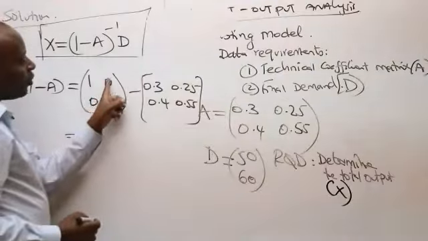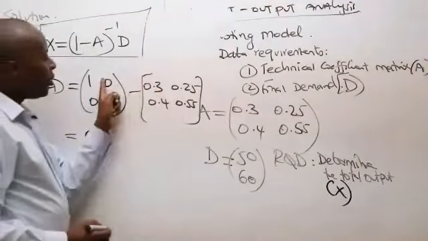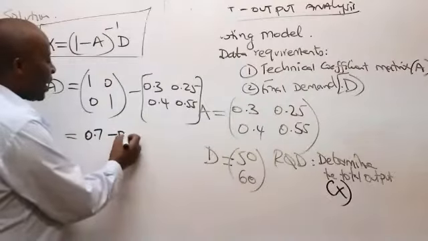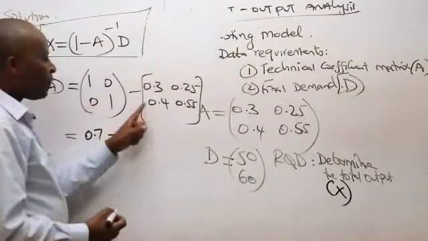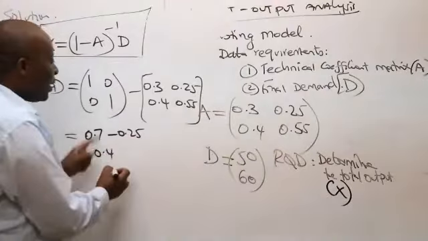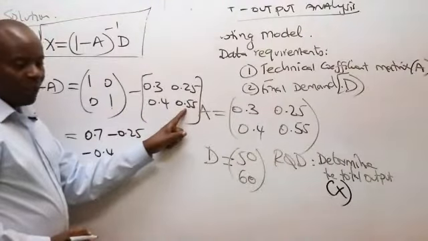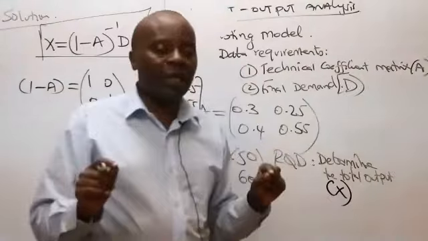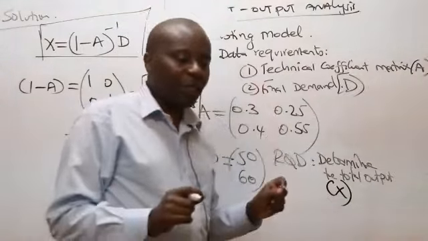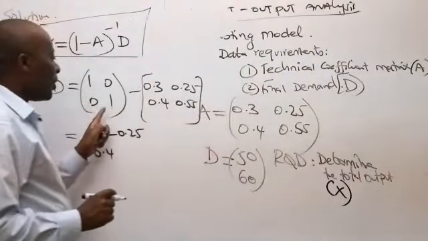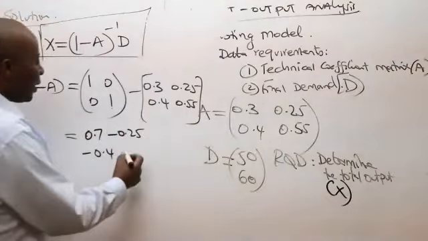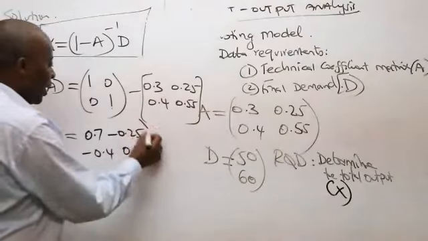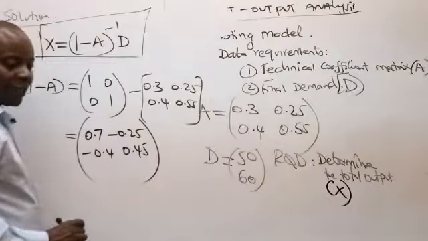And then we have 0 minus 0.25, which gives us minus 0.25. Then 0 minus 0.4 gives us minus 0.4. If you're following, we are subtracting corresponding elements. So 1 minus 0.55 gives us 0.45 like that.